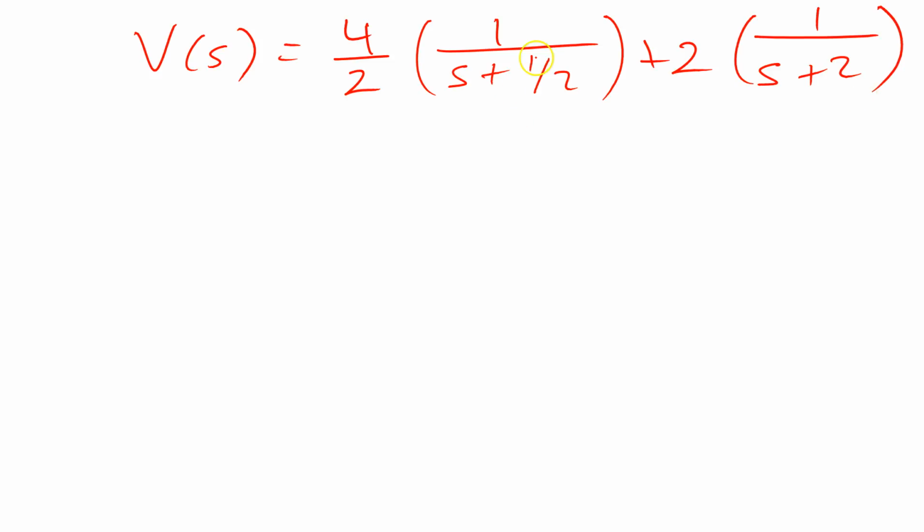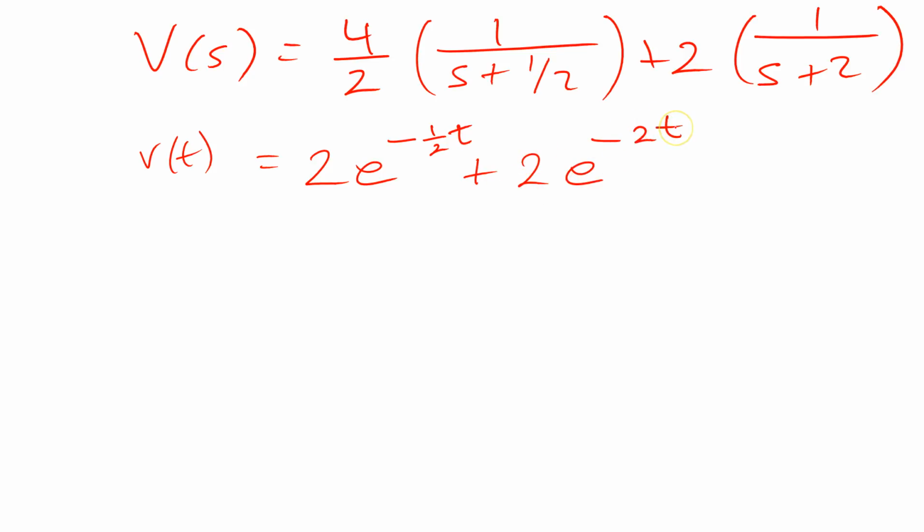And I could look up these forms directly. I know 1 over s plus a is e to the minus at. So when I bring it back to the time domain now, looking back at my tables, I should get 2 e to the minus half t plus 2 e to the minus 2t. And this is my final answer in the time domain.